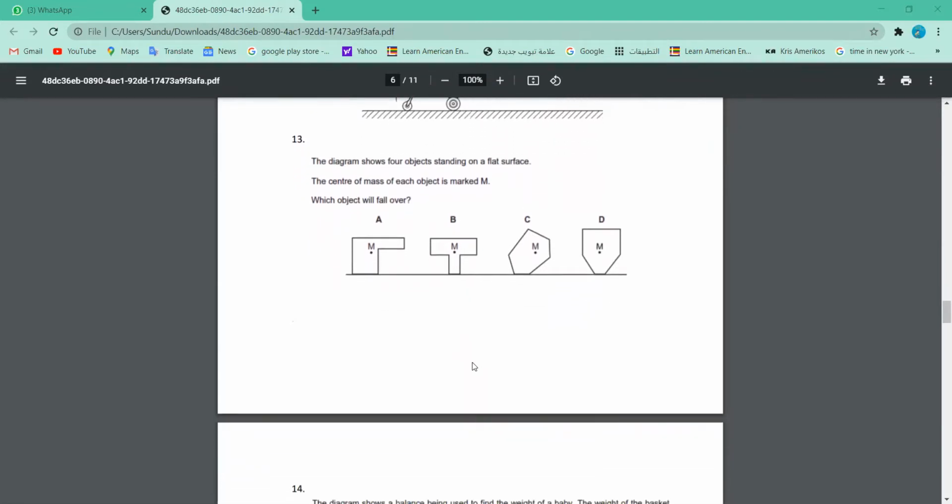Okay, question number 13. The diagram shows 4 objects standing on a flat surface. The center of mass of each object is marked M. Which object will fall over?